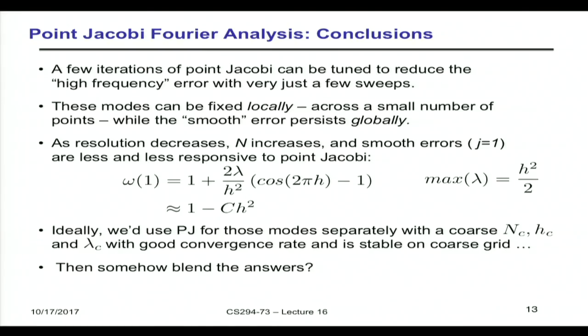Anyway, as n increases, for these smooth errors with j equal to 1, if you just substitute that in and simplify it, you see that for the Laplacian, that's your damping factor. So some constant times your grid spacing h². We can't change lambda any more than that. That's the maximum value of lambda before the iterative scheme would blow up. So this is the best we can do for that kind of wave number.